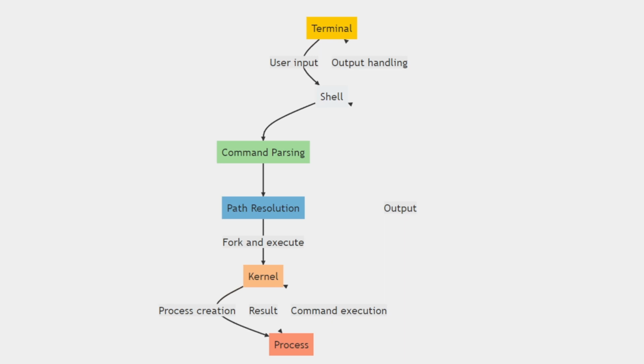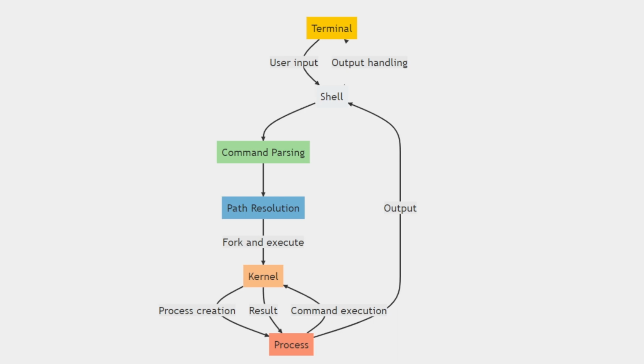Process creation. Upon receiving the command, the kernel creates a new process to carry out the command execution. Command execution. The newly created process executes the command within itself. Result. Once the process completes executing the command, it sends the result back to the kernel.